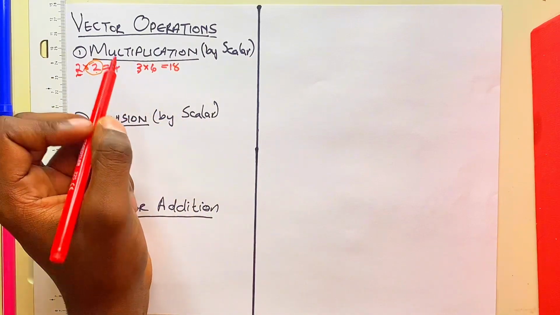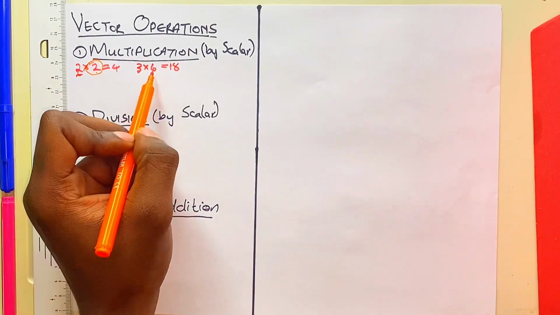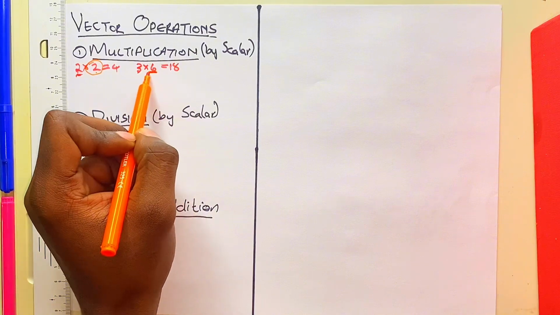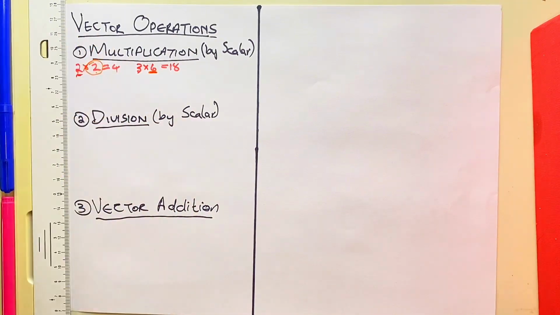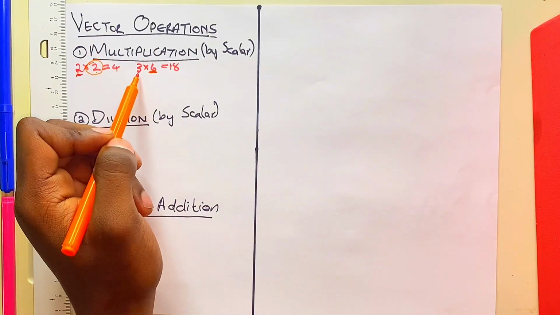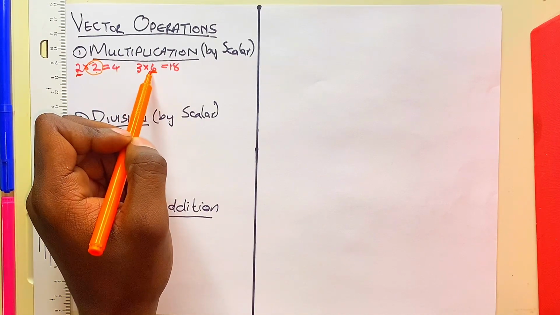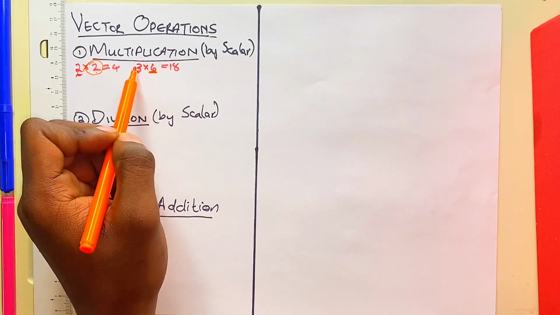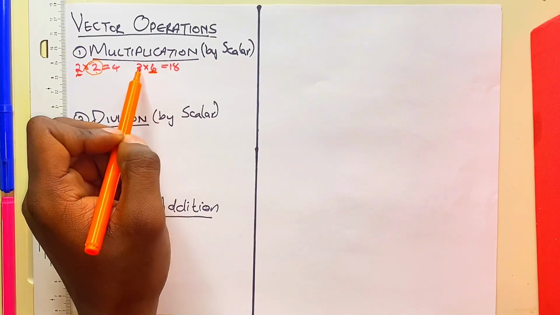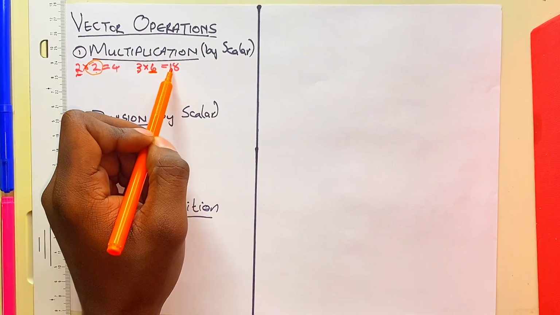becomes 18. So the number that you are multiplying by is a factor. It takes one value and increases it by a factor of that number, which means that we will now have 6 3s, which make up 18.